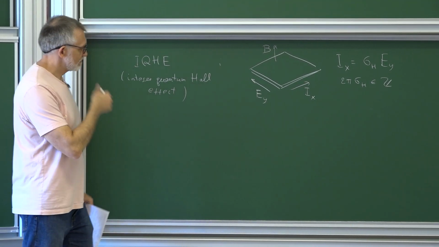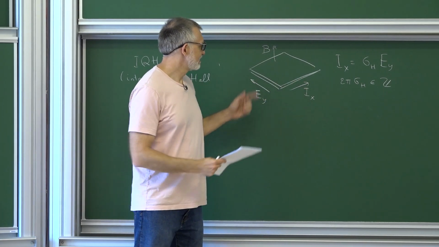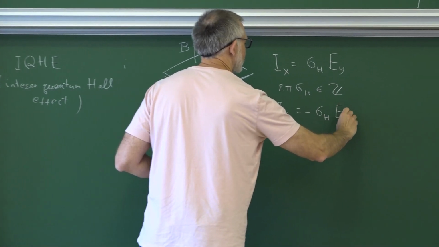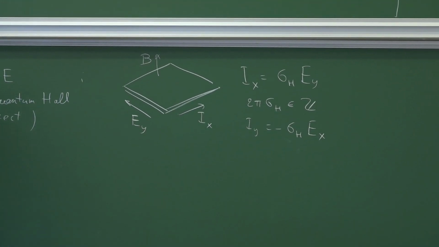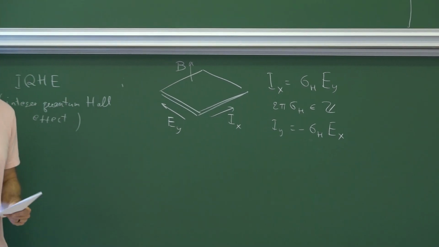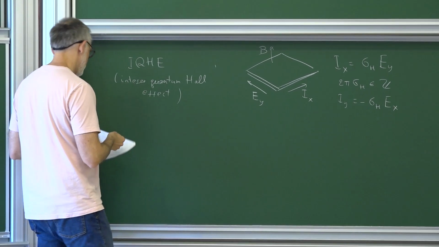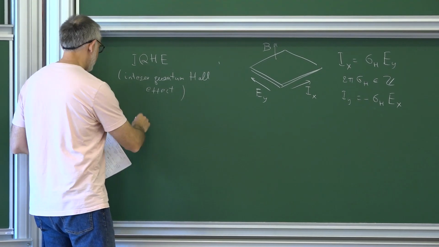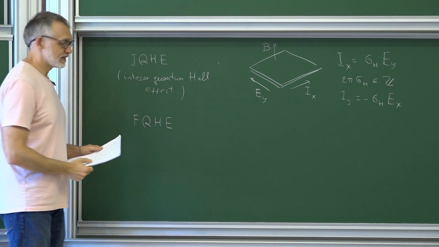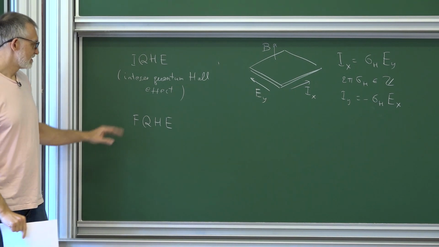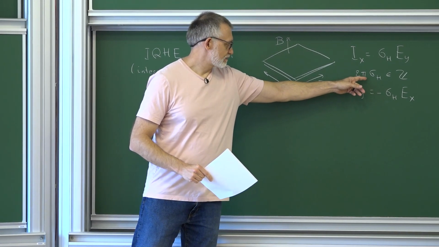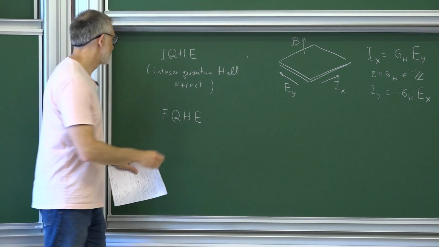And by the way, if you decide to apply voltage this way, then you'll find the current in the perpendicular direction like this. So this effect is parity odd, it switches sign under change of orientation. Okay. And a few years later, we discovered that at low temperatures and stronger fields, basically the same thing happens, but sometimes these phases have fractional values of this 2 pi sigma H.